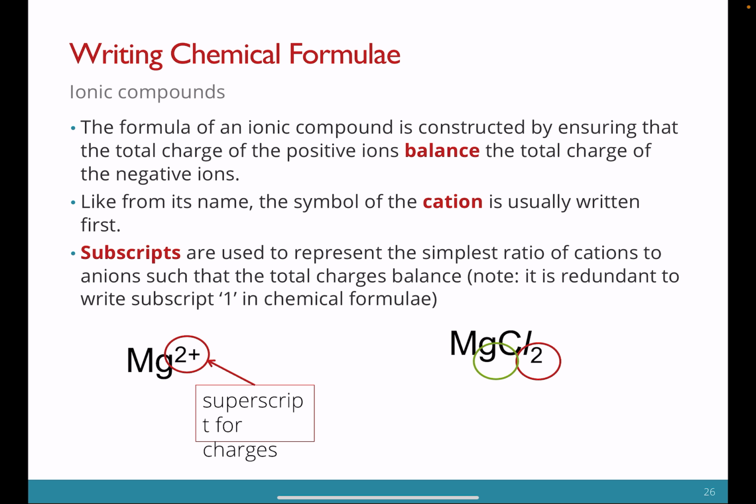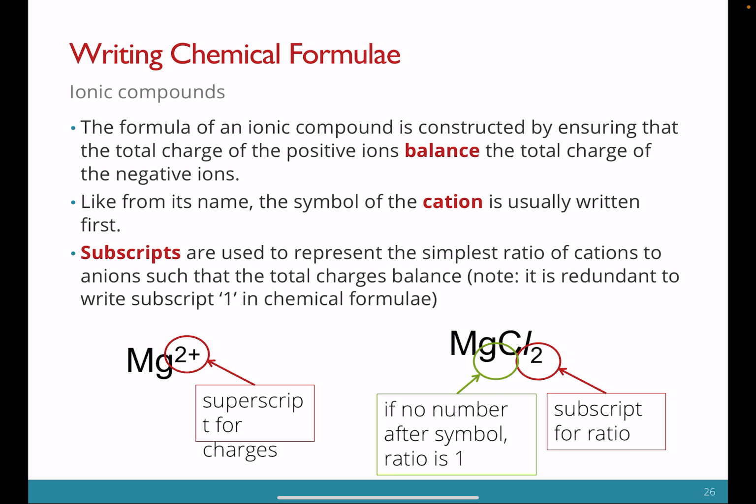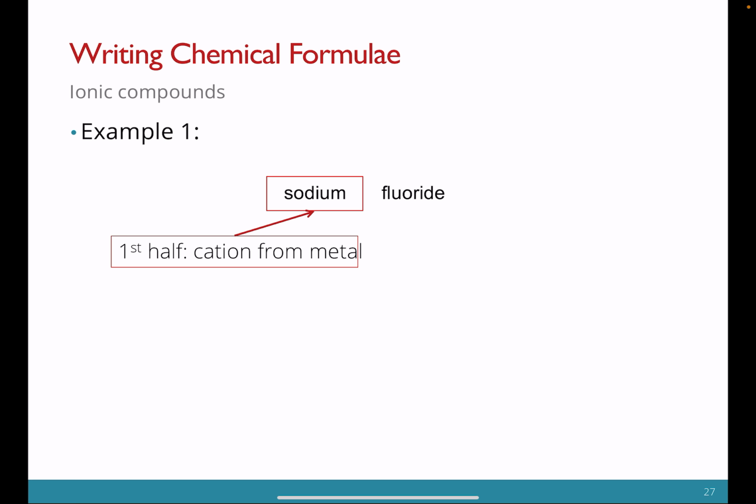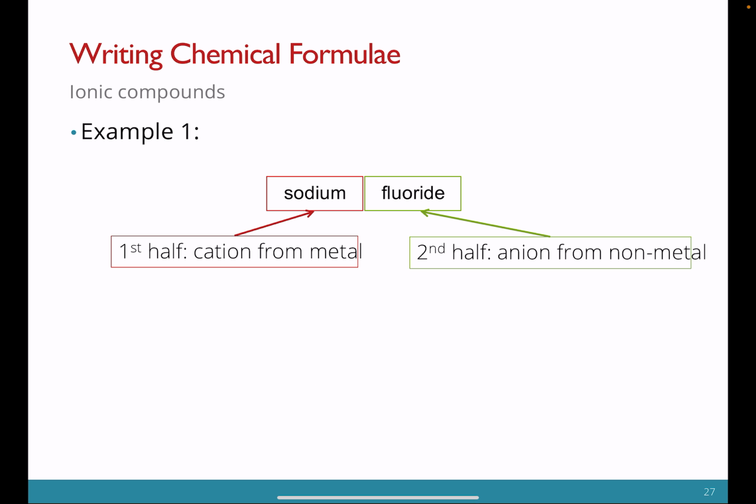So just to give you the difference between superscripts and subscripts. We use superscripts for charges and subscripts for ratio. Again, if there's no number after the symbol, the ratio is 1. So in this case, magnesium to chlorine is 1 to 2. Let's look at the first example, sodium fluoride.